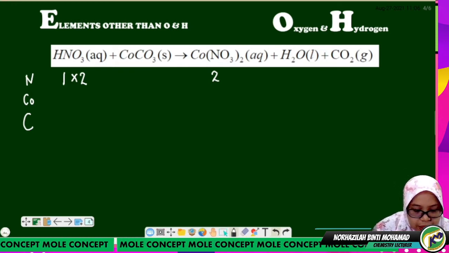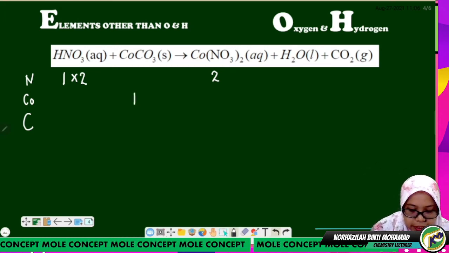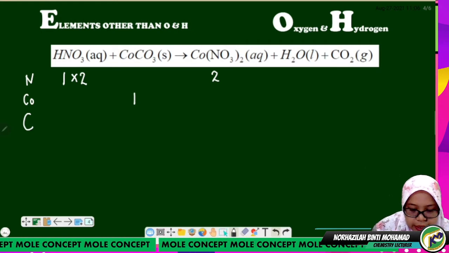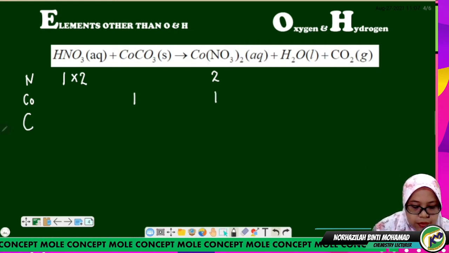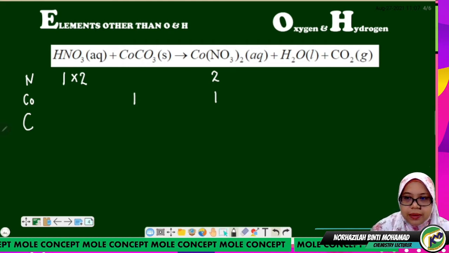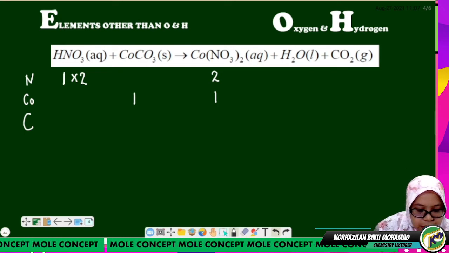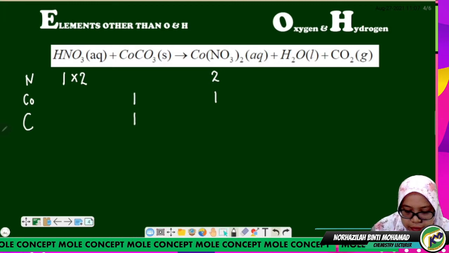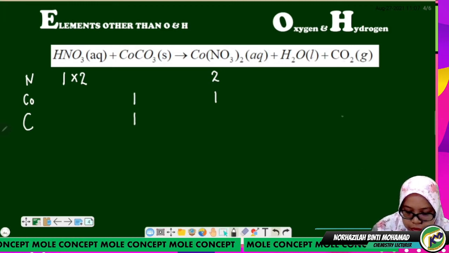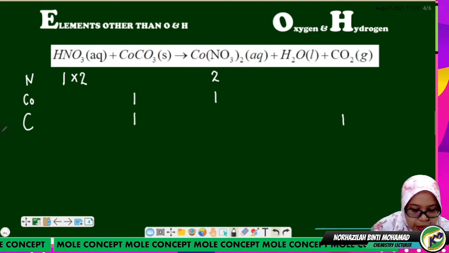And then for cobalt, on the left side, I have one cobalt, and on the right side, I have one cobalt. So the number of cobalt has been balanced. How about carbon? On the reactant side, I have one carbon. On the product side here, I have CO2, one carbon. So the number of carbon has been balanced.